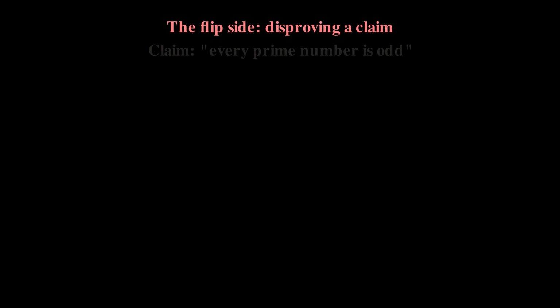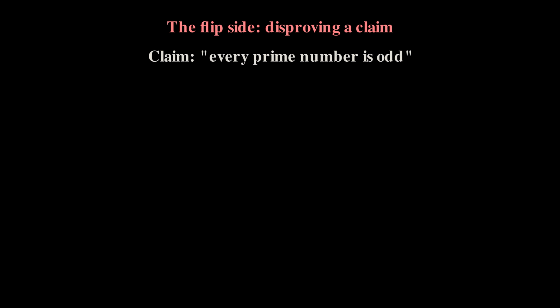One last idea, and it's the mirror image of everything so far. We said one example can never prove a statement that claims to hold for all cases. But watch the flip side. Take the claim: every prime number is odd. To knock it down, I don't need a general argument. I need just one prime that isn't odd.